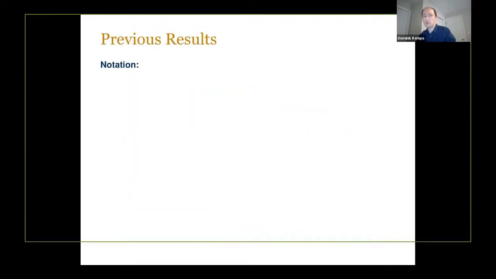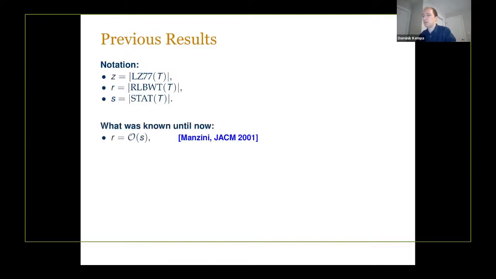The following was known about the relations between output sizes of these 3 compression methods. Let Z denote the output size of the LZ77 compression, R the output size of run-length BWT, and S the output size of statistical compression, which is essentially the kth order entropy times the length of the text. The first result is by Manzini, who showed that Burrows-Wheeler compression can be bounded by the size of statistical compression. The second result is due to Kempa et al., who proved that Lempel-Ziv compression is bounded up to log factors by Burrows-Wheeler compression. In other words, BWT is somewhere between LZ and entropy compression.